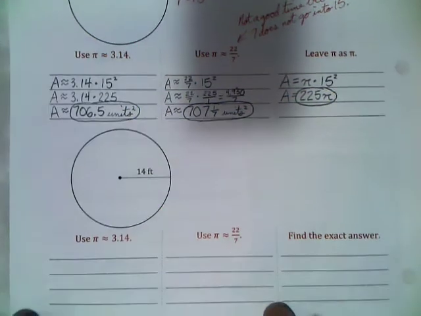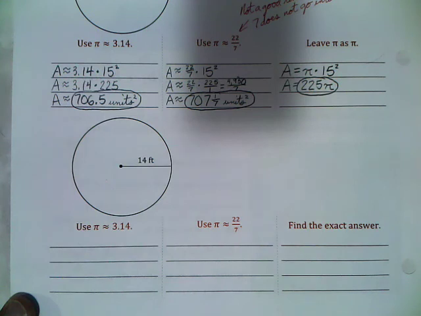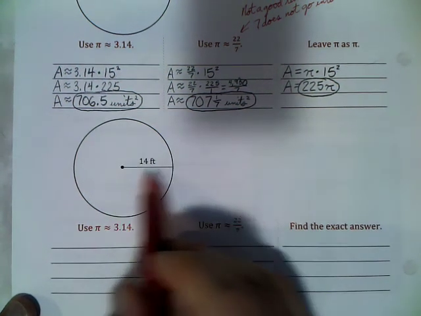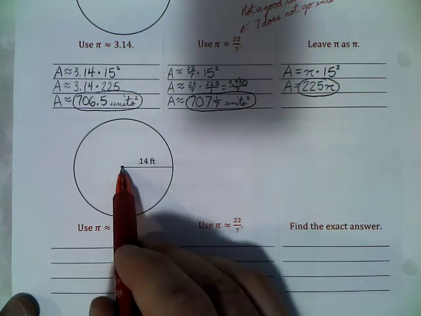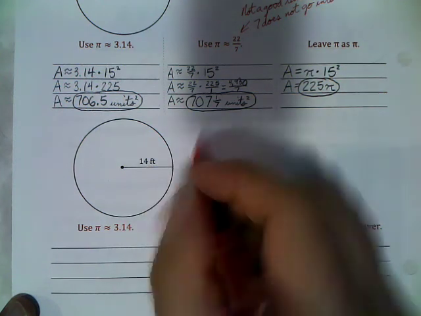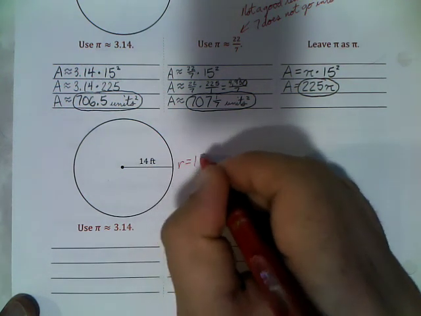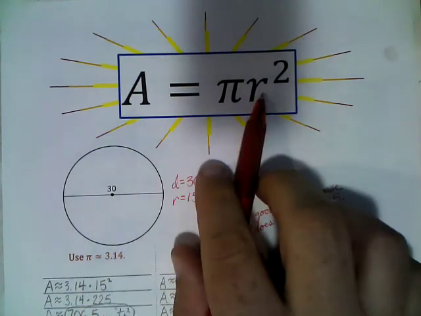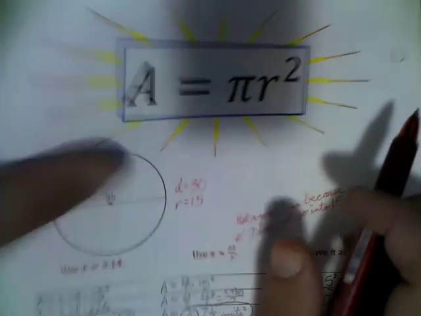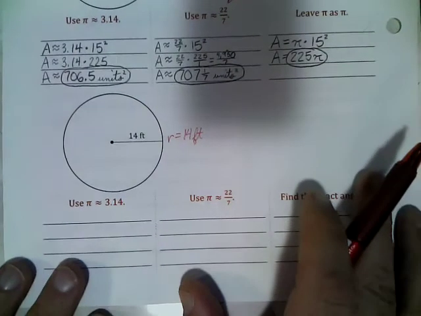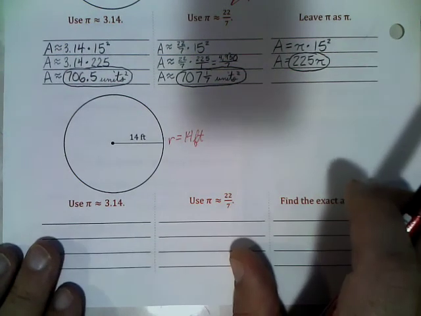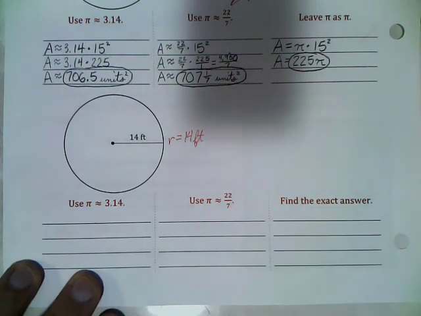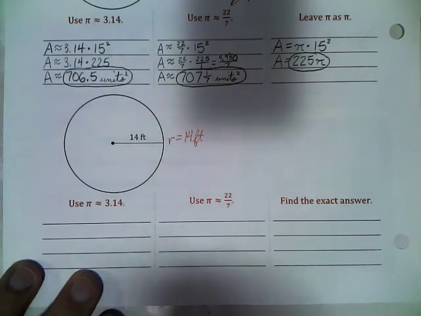Last example here. So this time we have to look at our circle and again consider what kind of measurement this is. So it's just going from the center to the circle, which means that this is a radius. So 14 feet is my radius. And remember that the formula is asking for the radius, so this is perfect. This is exactly what we need. So we could easily figure out what the diameter is. We just don't care right now. It's not important. So here we go.